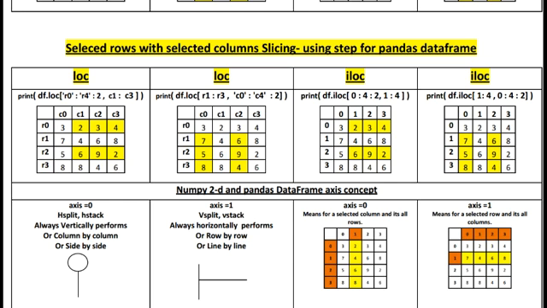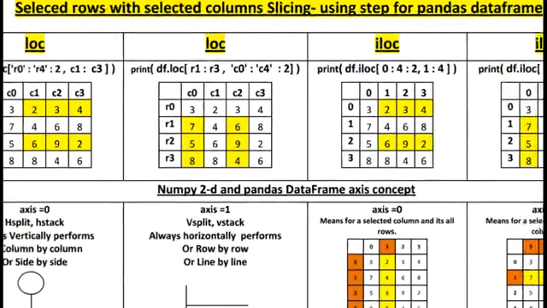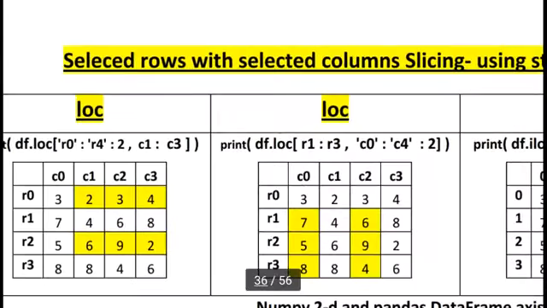You can see here I am showing some examples. Selected row with selected column, slicing using steps for a pandas data frame. In loc or iloc we know very well we always use a comma, and before the comma is always row slicing, and after the comma is always column slicing. So in row slicing there are three things: start, stop, and step. In column also three things: start, stop, and step.